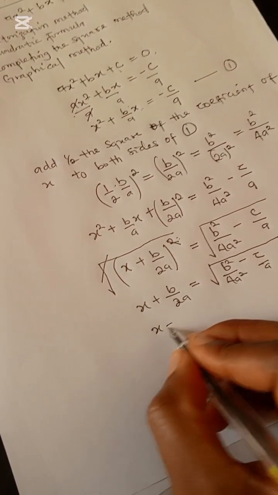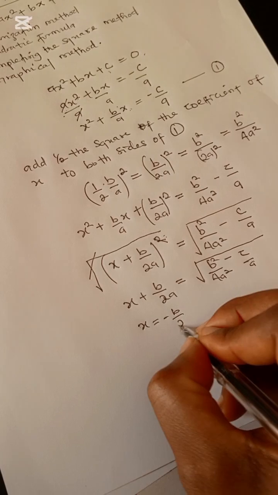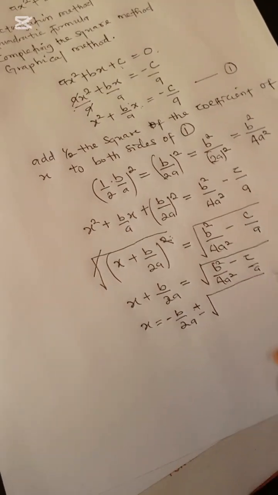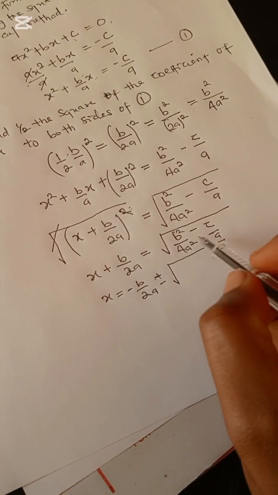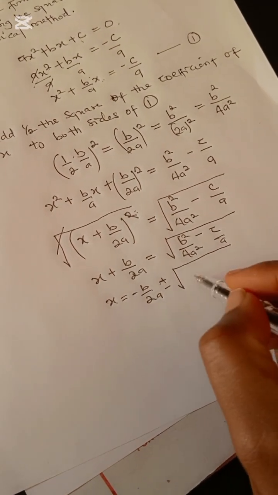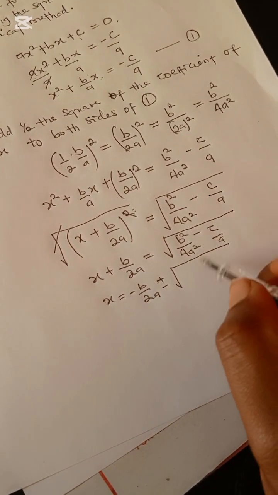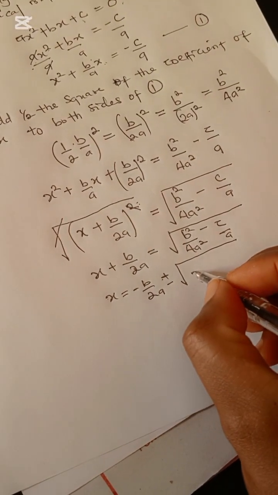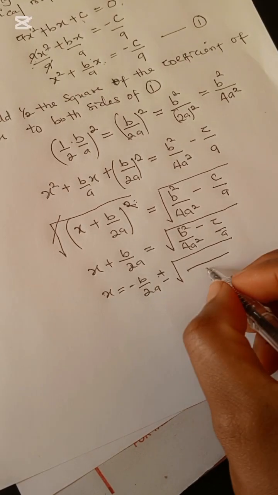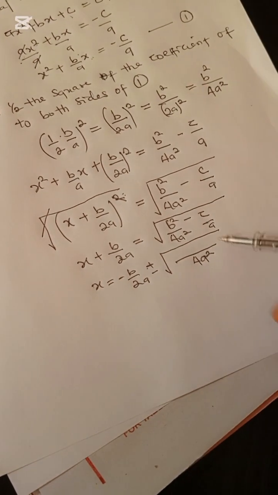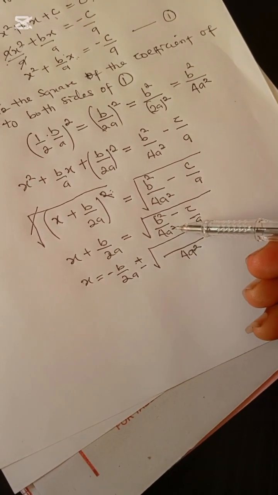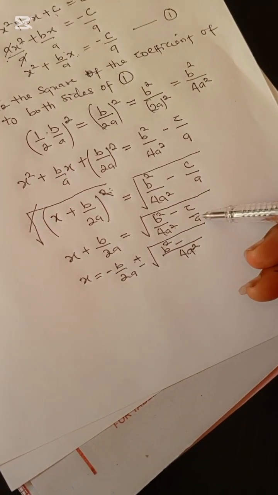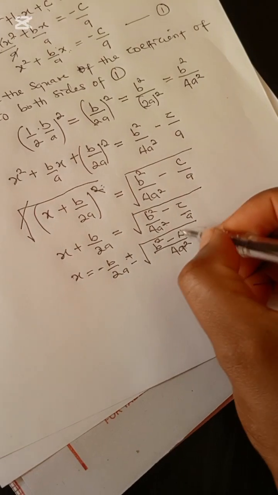So having x equals minus b over 2a plus or minus the square root of, now I want to treat the terms that are inside the square root. So I want to subtract these two fractions. To do that, I'll make sure their denominators are the same. So I want to find the LCM. The LCM of 4a squared and a is 4a squared. So 4a squared divided by 4a squared will give you 1. 1 times b squared will give you b squared, minus 4a squared divided by a will give you 4a. 4a times c will give you 4ac.